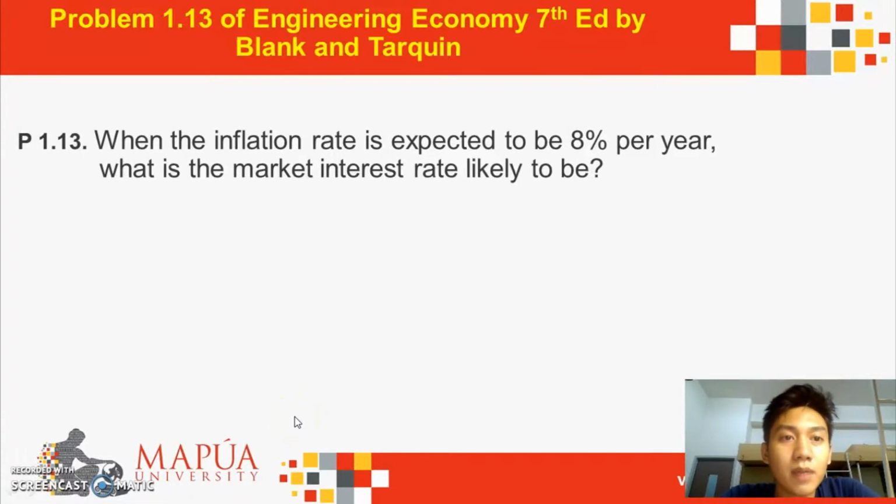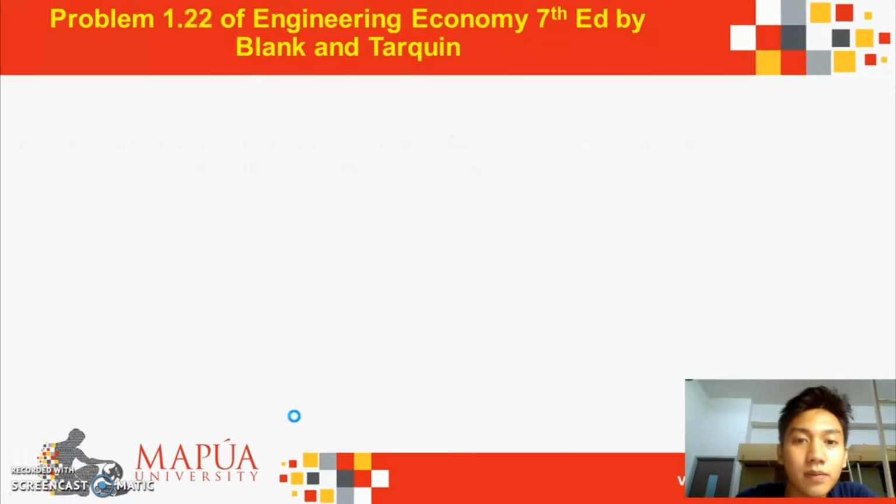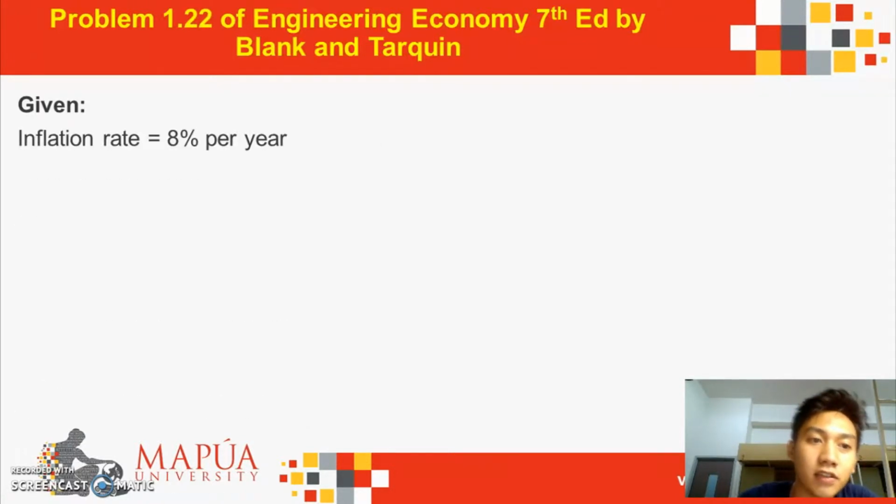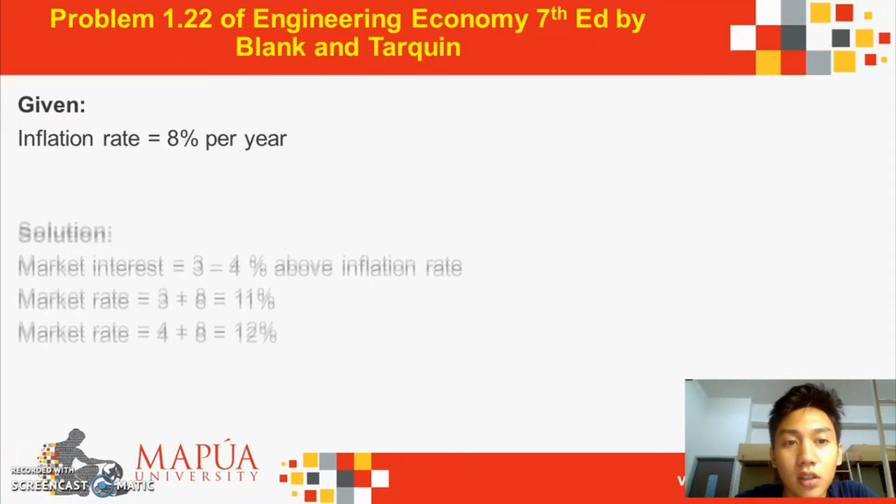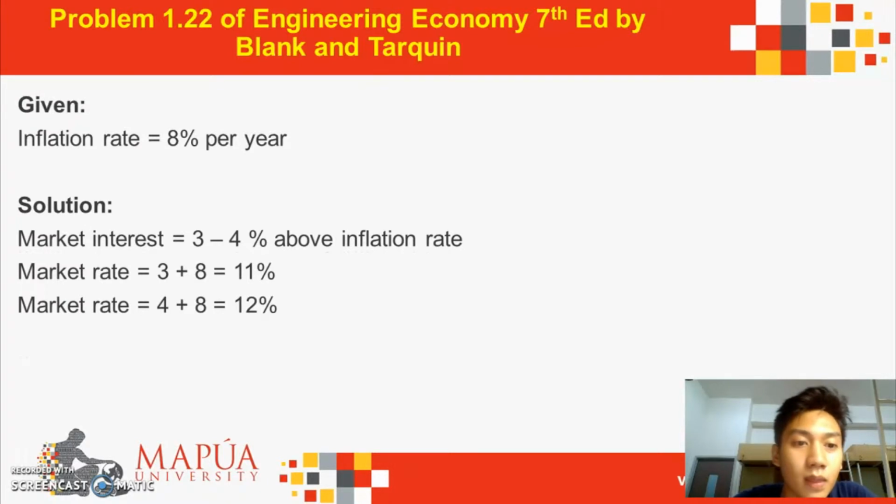So given problem 1.13, when the inflation rate is expected to be 8% per year, what is the market interest rate likely to be? The given in this problem is that the inflation rate is equal to 8% per year. In order to solve this problem, we need to know that the market interest is 3 to 4% above the inflation rate. So in order to get the market rate, we just add the market interest to the inflation rate.